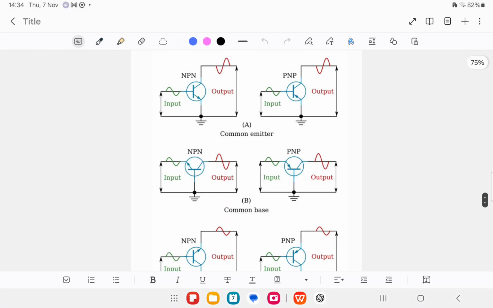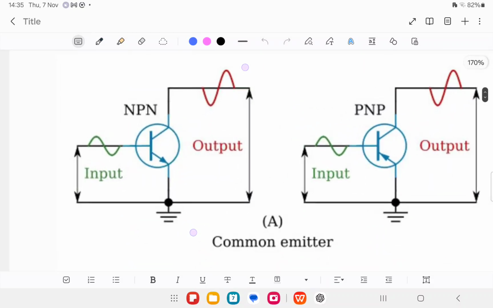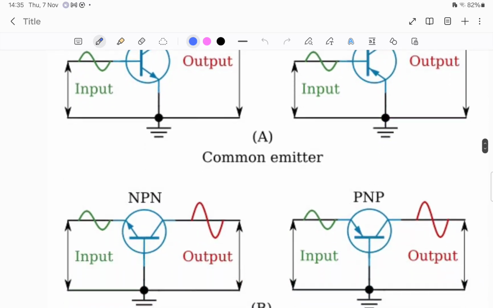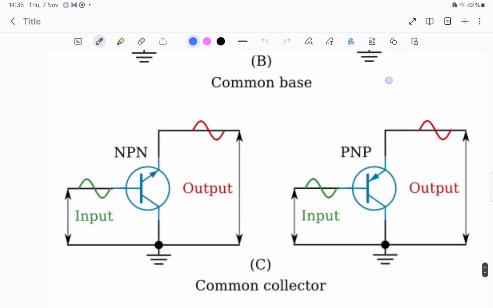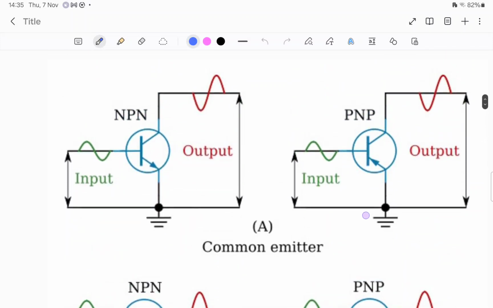Okay, this is a symbol for BJT. It has PNP and NPN. What are the pins yang ada for the BJT? It has 3 configurations: common emitter, common base and common collector. Okay, first thing kita tengok common emitter.